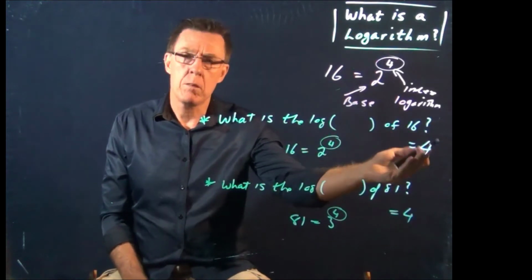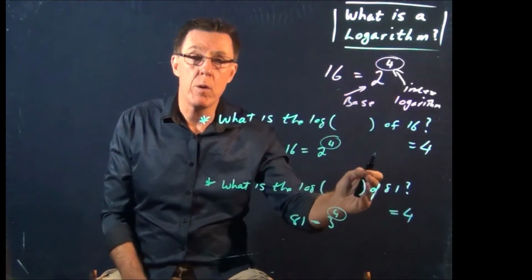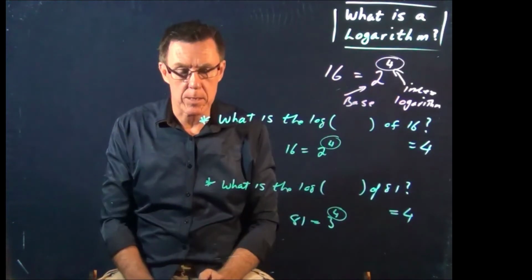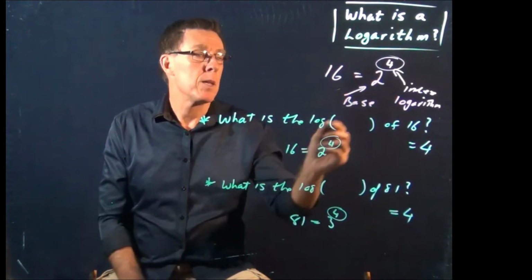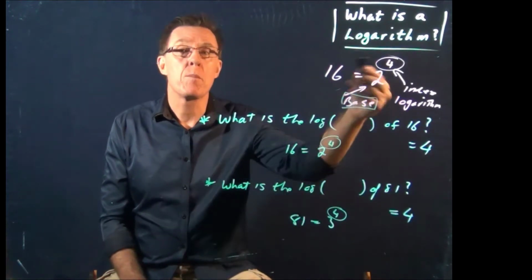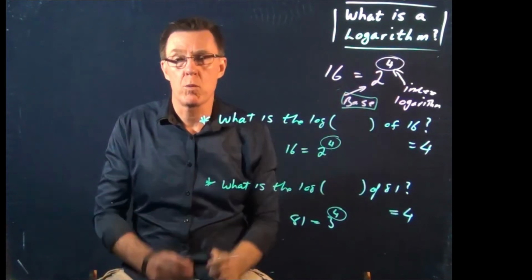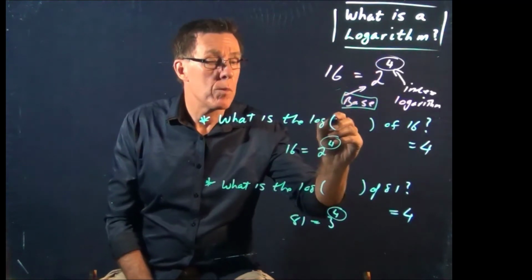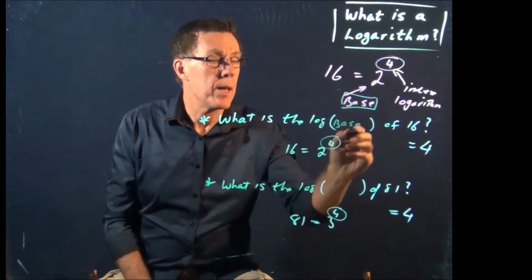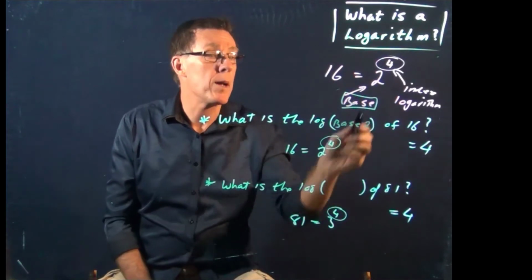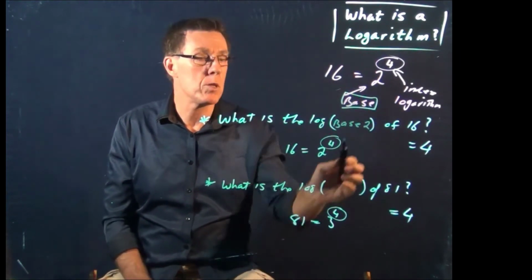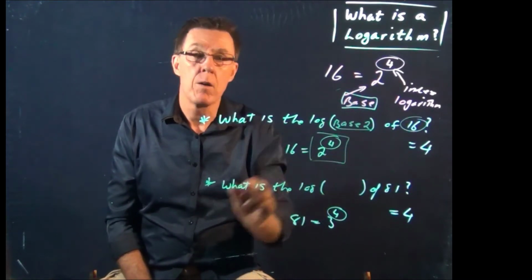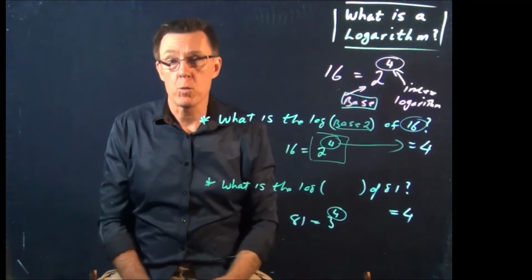The log of 16 gave me 4. The log of 81 also gave me 4. How can taking the log of two completely different numbers give me the same answer? Well, it all comes down to this base number here. Just like powers have bases, logarithms have to have bases as well. So what is the log of 16? If I use the base of 2, then I can answer the question. I take 16, write it with a base of 2. There it is, 4 is my answer.